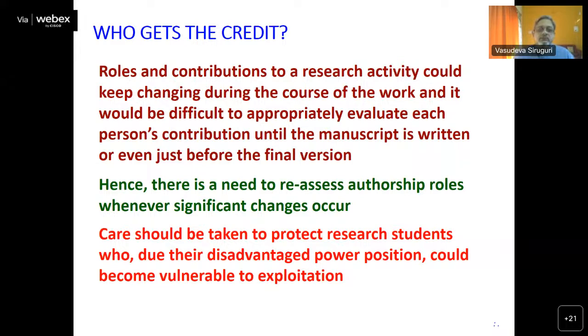So one thing I told you last time was that enough care must be taken to protect research students, because research students are not like permanent faculty, and they are there for a limited period of time, maybe 5 to 6 years. And in this time, they have to finish their work and get the degree. So they have what is called a disadvantaged power position in the whole structure. And it is true that many people take advantage of students in many places, and hence they are very vulnerable to exploitation. So there must be special care taken to protect research students from all these unnecessary issues.